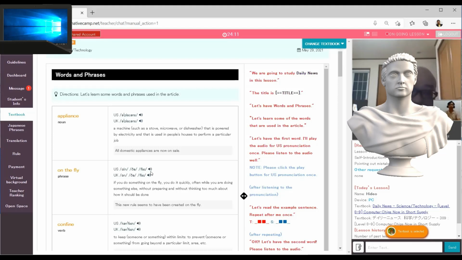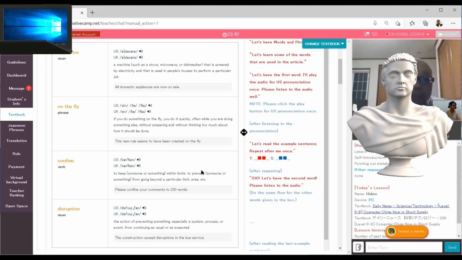All right, let's move to the next. Please listen again and repeat. On the fly. Yes, it means if you do something on the fly, you do it quickly, often while you are doing something else, without preparing and without thinking too much about how it should be done. Please read the sample sentence. This new rule seems to have been created on the fly.